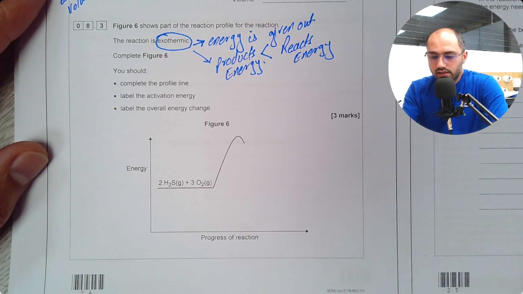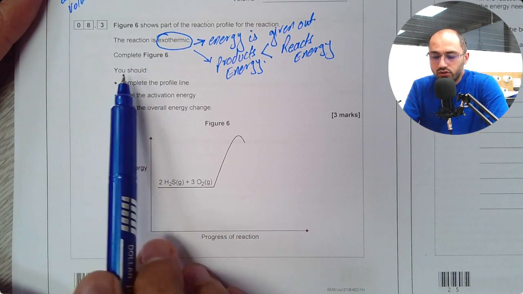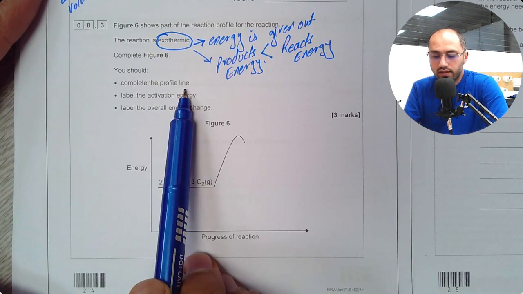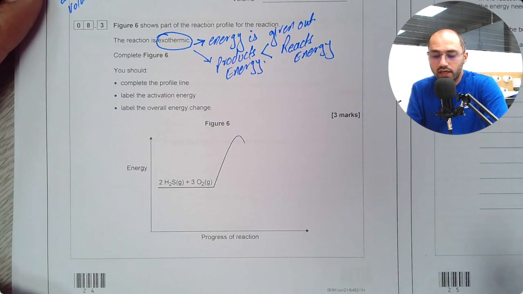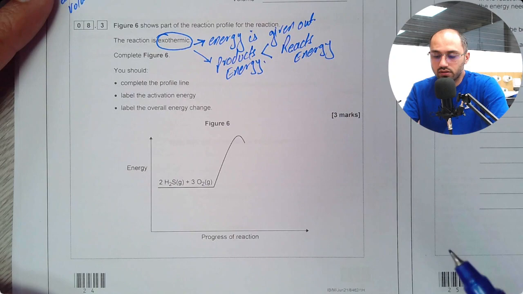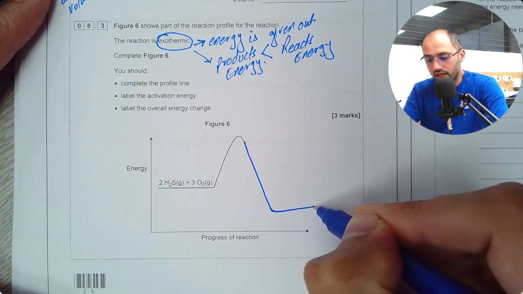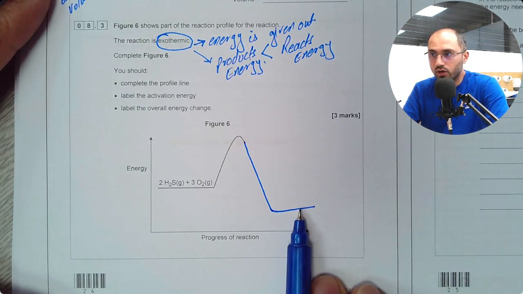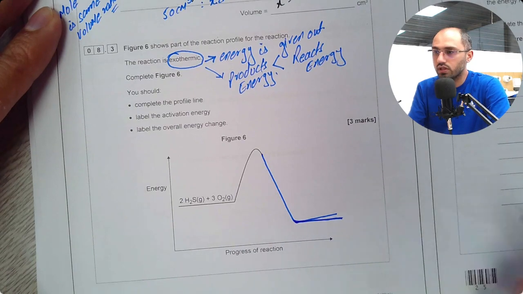The question says, complete figure 6. So they've given us an energy profile diagram. It says you should complete the profile line. So that's 1. Label the activation energy, label the overall energy change. Now I've already been given information that the reaction is exothermic. So this means my products will have energy which will be less than the reactants. So I'm going to say these are my products. I'm not going to use the word products. It should be a horizontal line here.